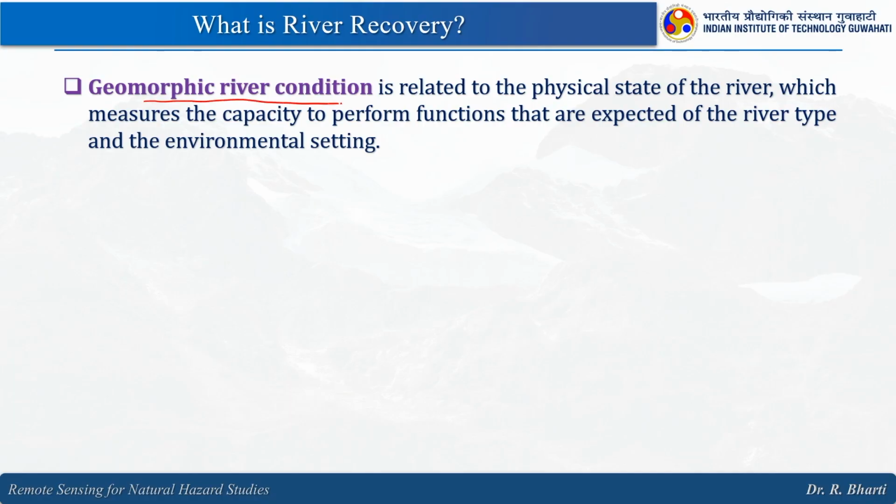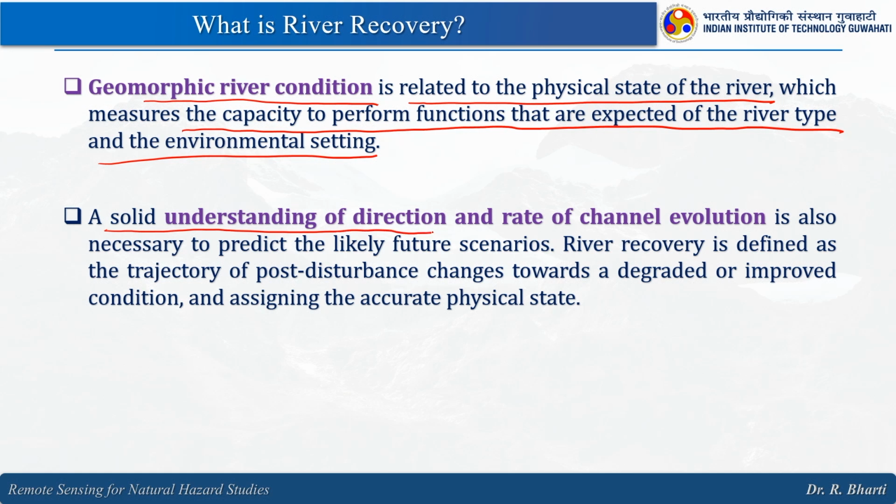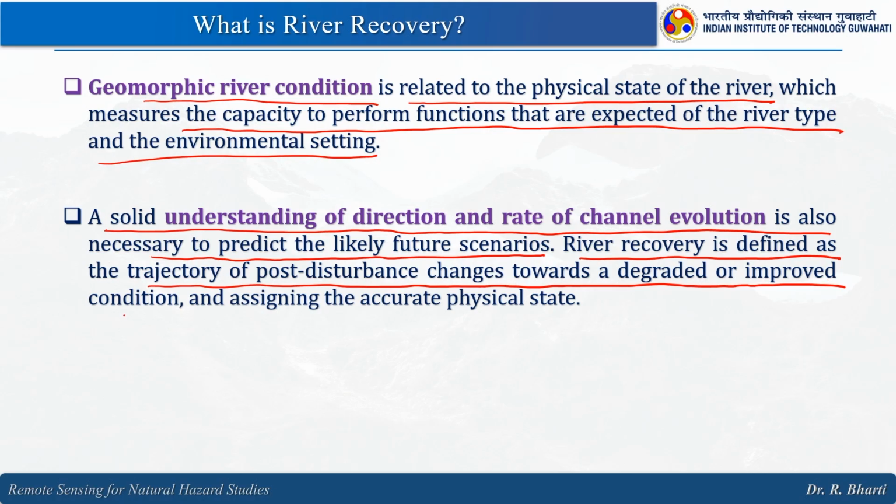The geomorphic river condition is related to the physical state of the river, which measures the capacity to perform functions that are expected of the river type and the environmental setting. A solid understanding of the direction and rate of channel evolution is also necessary to predict the likely future scenarios of that river. River recovery is defined as the trajectory of post disturbance changes towards a degraded or improved condition, and assigning the accurate physical state.